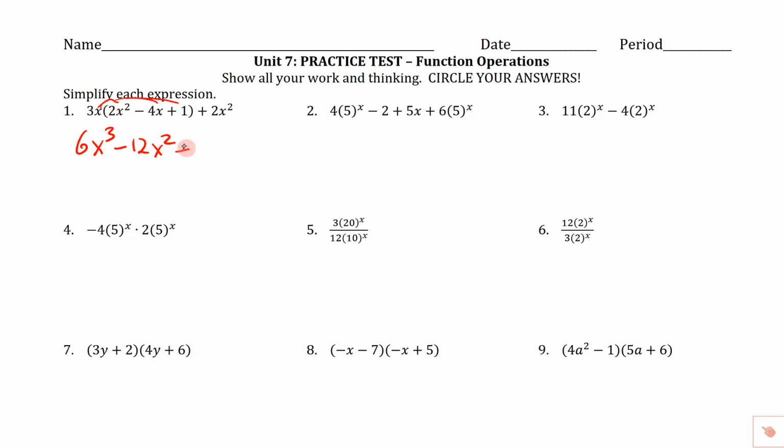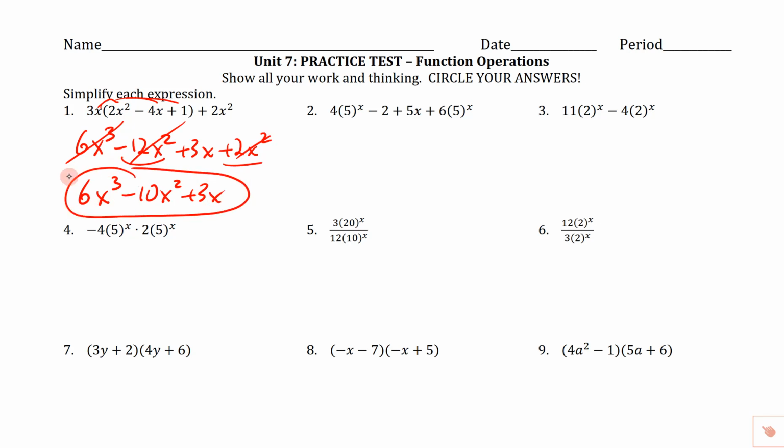Then we get a 3x, and then we have this plus 2x squared hanging around there. The only like terms are these guys right here, so I'm just going to make sure that we write this in the correct order. So this is going to be negative 10x squared, and then we get the plus 3x. All in descending order. There aren't any constants in here, so we're just done with that one right there. And then we'll look through here.